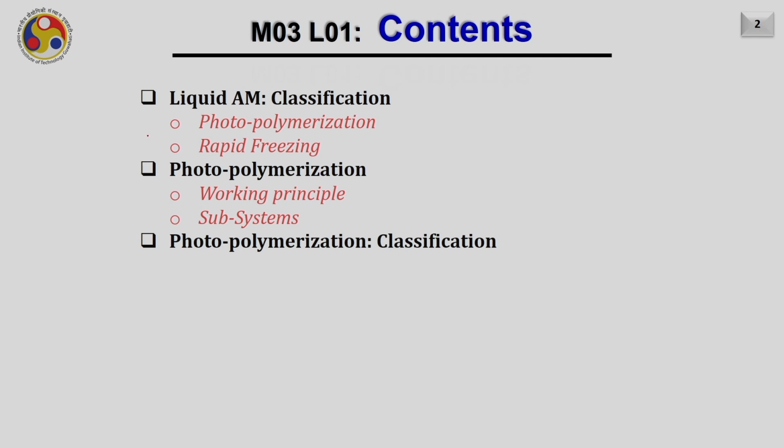There are two types of liquid additive manufacturing processes. First is called photopolymerization based process and another is called rapid freezing. Our first target will be photopolymerization based additive manufacturing process, and today we shall discuss its working principle and its subsystems. And then based on the subsystems, we shall classify the photopolymerization based additive manufacturing process further.